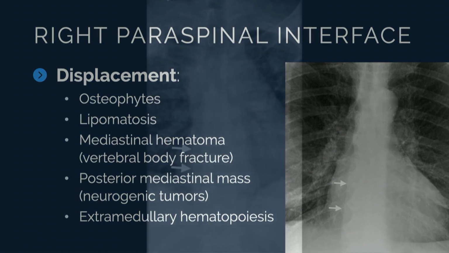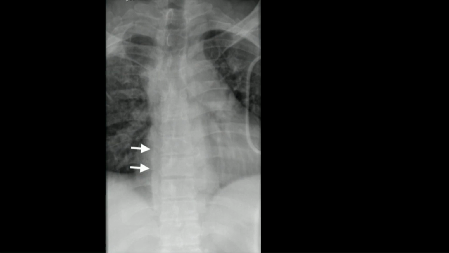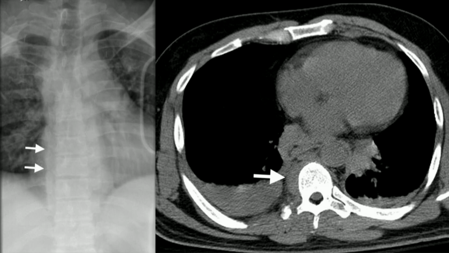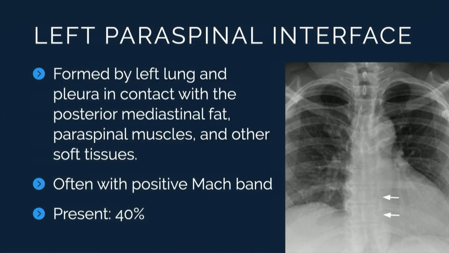So in the interest of time, again, the differentials are listed in the presentation, but I want to show some cases. So here we have an abnormal thickening of that right paraspinal interface. There's a fracture of the transverse process. And so this was a paraspinal hematoma resulting in abnormal thickening.